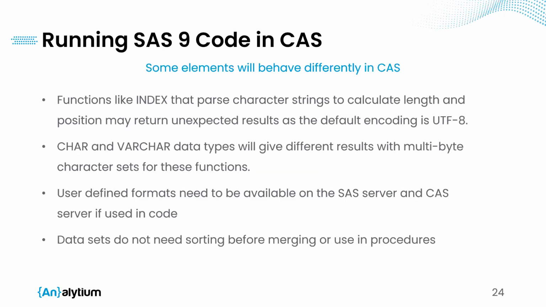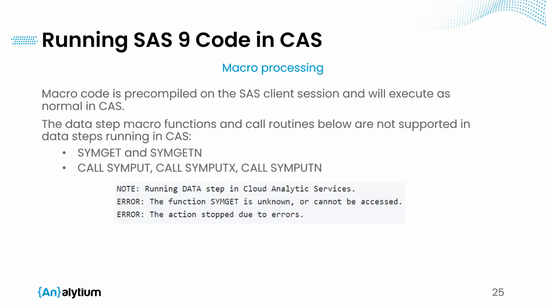In general, data sets don't need sorting before merging or using procedures. That sort of happens as a result of the partitioning in CAS. Macro code is pre-compiled as normal on the SAS client session, and then will execute on the CAS side. There are limitations, so the data step macro functions and call routines, symget, symgetn, symput, call symputx, call symputn, they're not supported. So if you've got those in your code, they will error, and you'll need to resolve that somehow.